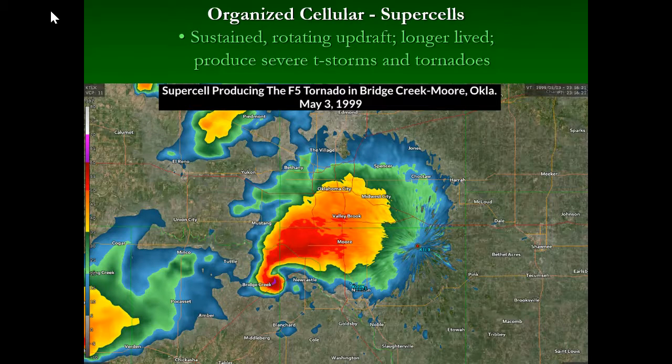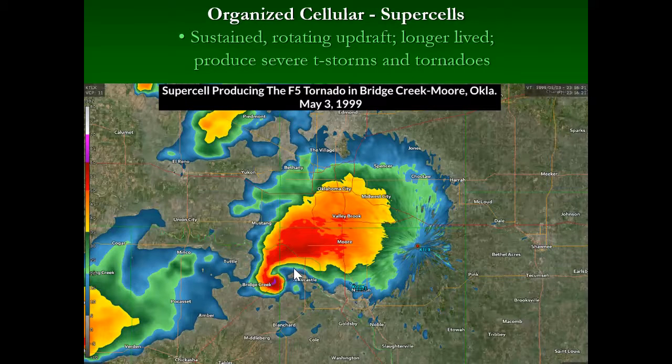But you can see that supercells have a sustained rotating updraft. Typically, they last for 30 minutes or longer. They produce severe thunderstorm activity, including high winds, hail, and tornadoes. Typically, when you see this on radar, you know you're in trouble, especially if you're in this area.